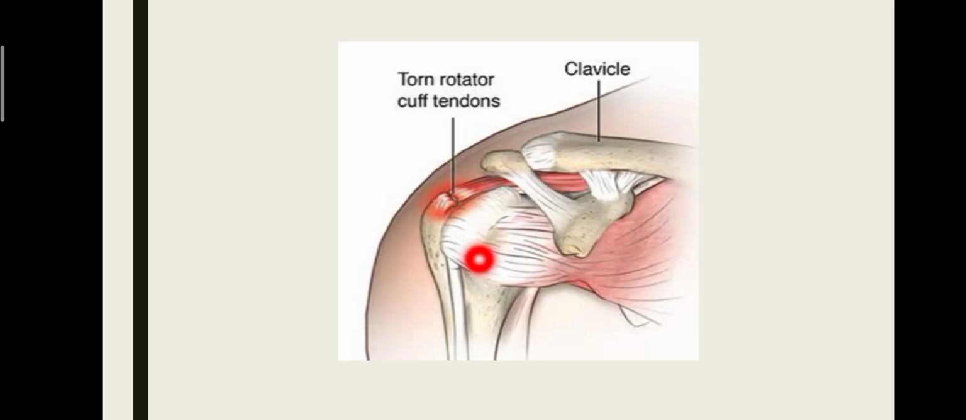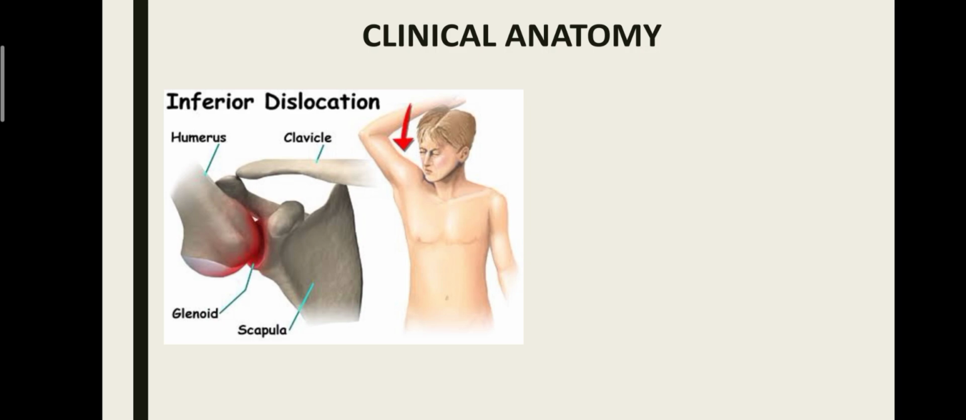See, this is the image. This is your supraspinatus muscle and this is your tendon. Here it is getting injured. So because of this, the patient will not be able to abduct his arm from 0 to 15 degrees. Okay, yes. Next is your last topic for the shoulder joint.